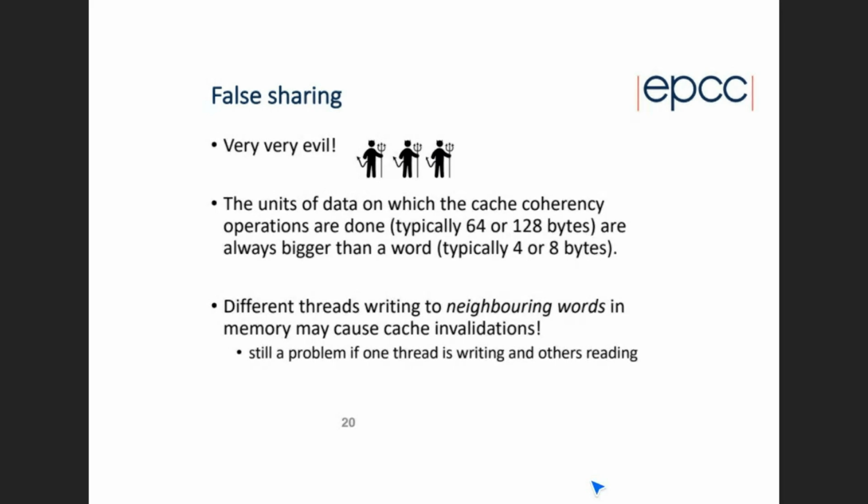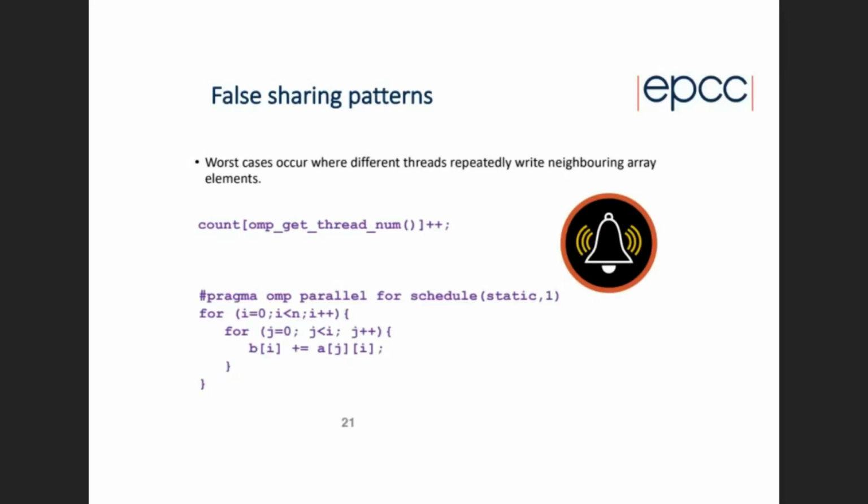Like I said, it's very, very evil. Modern hardware is getting better at handling this, or at least mitigating some of the worst effects of this in the hardware. So it's possibly not as terrible a problem as it used to be. So the thing that you need to look out for here is essentially where you have different threads repeatedly writing neighboring array elements. That's the most likely situation where you're going to run into this problem.